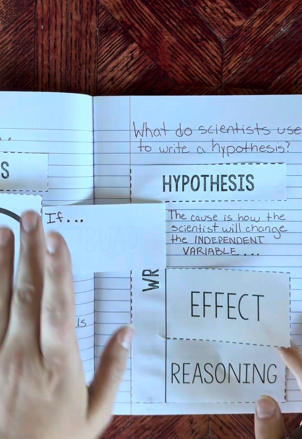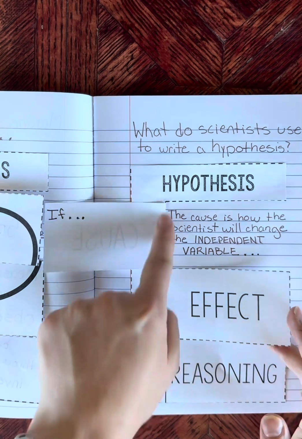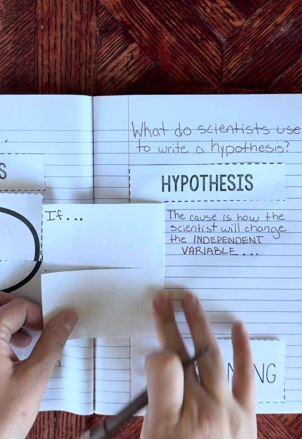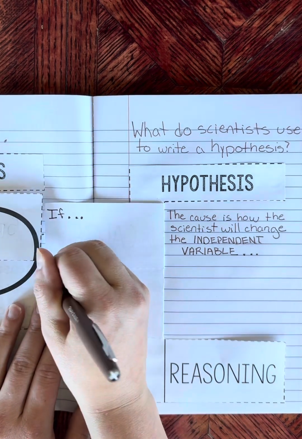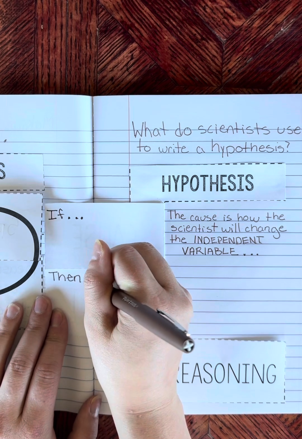Now I move down to effect, and we will talk about these words that you're writing down on these flaps once we finish filling these in. So flip over the effect, fold it on the solid line, and write then, and some dots.